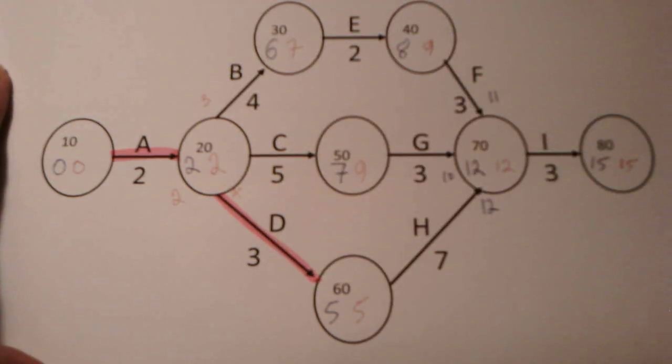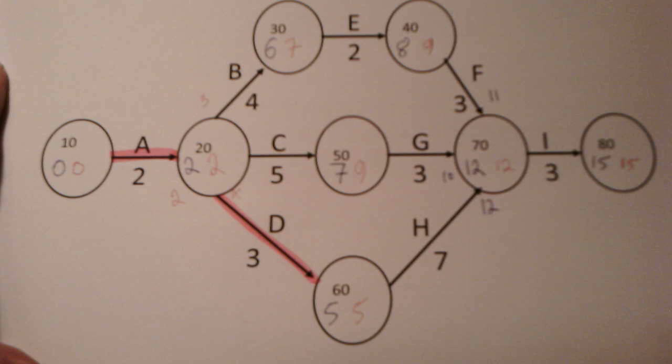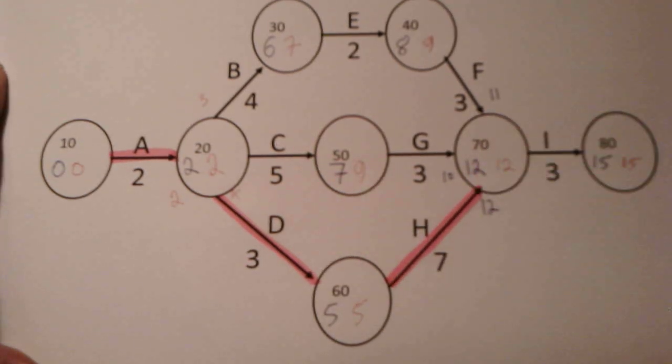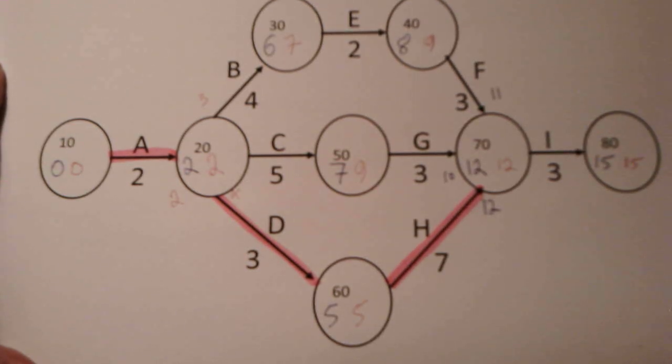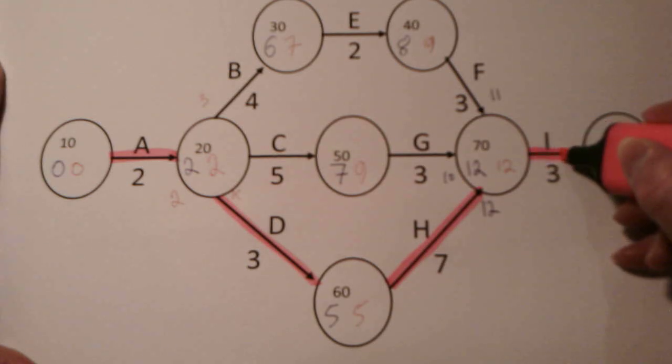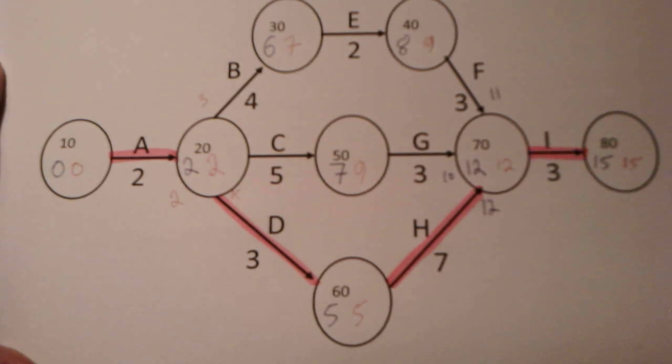We now look at activity H. The start time for the earliest and latest for activity H is 5. That means there's no float, that means it's on the critical path, so we highlight that arrow as well. We come to activity I as the next activity. The earliest and latest event time are both 12, there is no spare capacity, so we know that activity I as well is on the critical path, so we highlight that activity too.